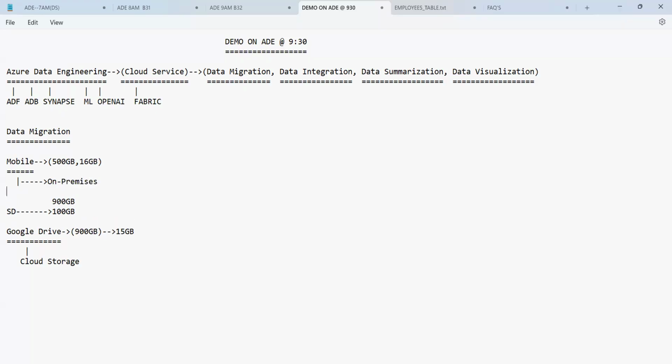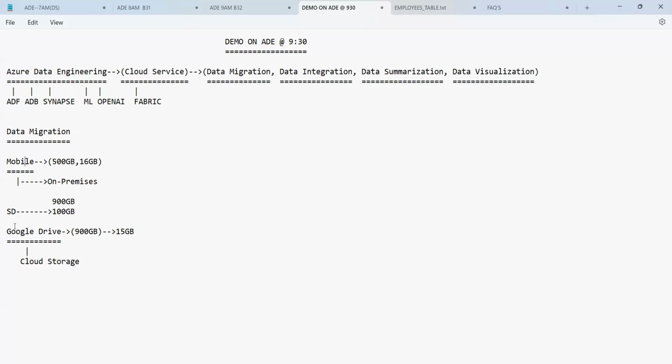We store the data into the on-premises system. Okay, guys, we store the data into the on-premises system. So here, can you see? On-premises system means what? Whenever you store the data into the mobile phone, to access the data, the mobile phone is essential. Without the mobile phone, you cannot access the data.